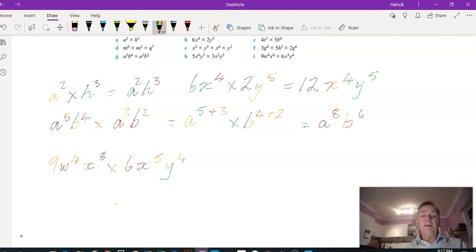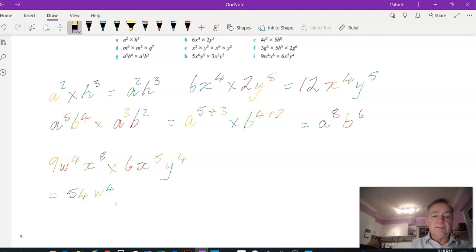So we can see where the coefficients are and where the same bases are. So 9 6s becomes 54, because I know my tables. 9 6s 54. Right, w, there's no other w there, so that stays the same. So it's w to the 4th. And notice that comes before x and y. Then x to the 8th times x to the 5th. 8 plus 5 becomes x to the 13th.